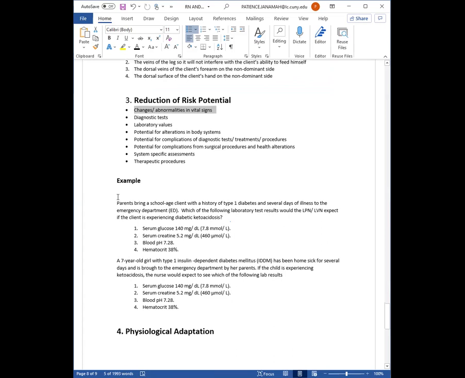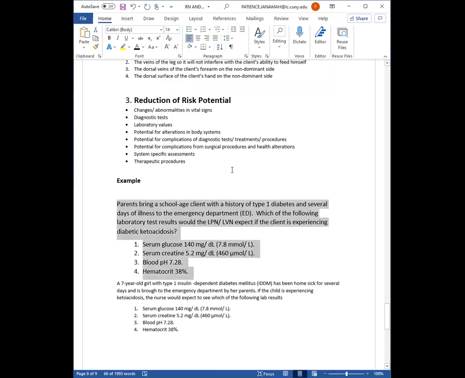So these are the same questions. So I'm going to have us read only one. Beverly, you want to help us read? Parents bring a school-age client with a history of type 1 diabetes and several days of illness to the emergency department. Which of the following laboratory test result would the LVN expect if the client is experiencing diabetic ketoacidosis?